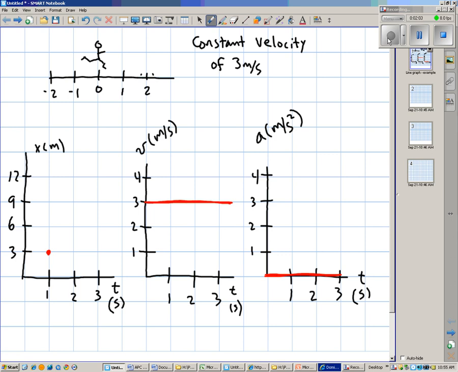And we know that for this next graph, after 1 second, they'll be at 3 meters. After 2 seconds, they'll be at 6 meters. After 3 seconds, they'll be at 9 meters. So we have this line showing what their motion is.